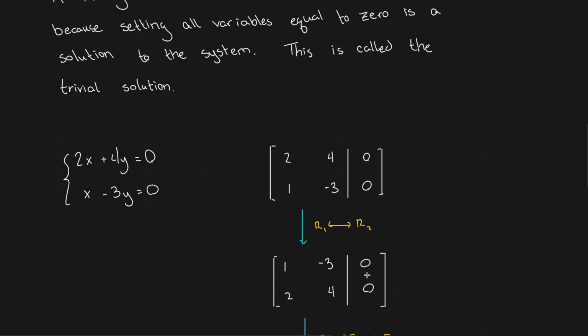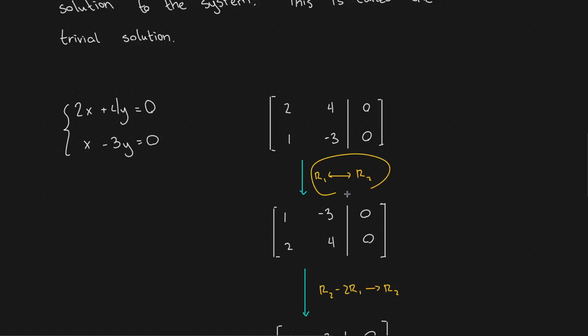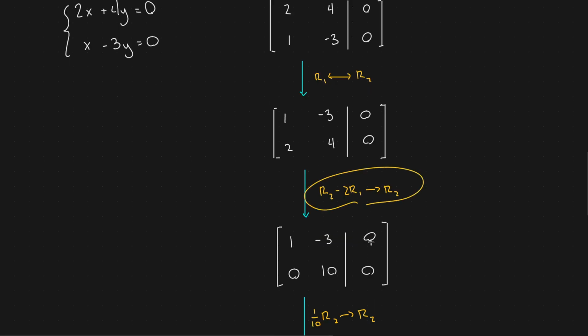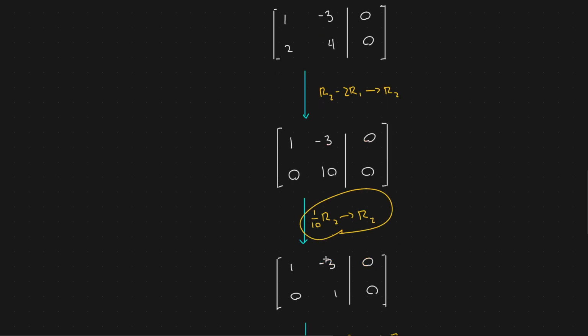I solved this system because I want you to pay attention to what's happening to the augmented part. With this homogeneous system, that augmented part is all zeros. So if I swap two rows, it stays 0. If I add a multiple of one row to another row, it stays 0. If I multiply a row by a non-zero constant, that augmented part stays 0. It always stays 0. No matter what elementary row operation I do, it always stays 0.